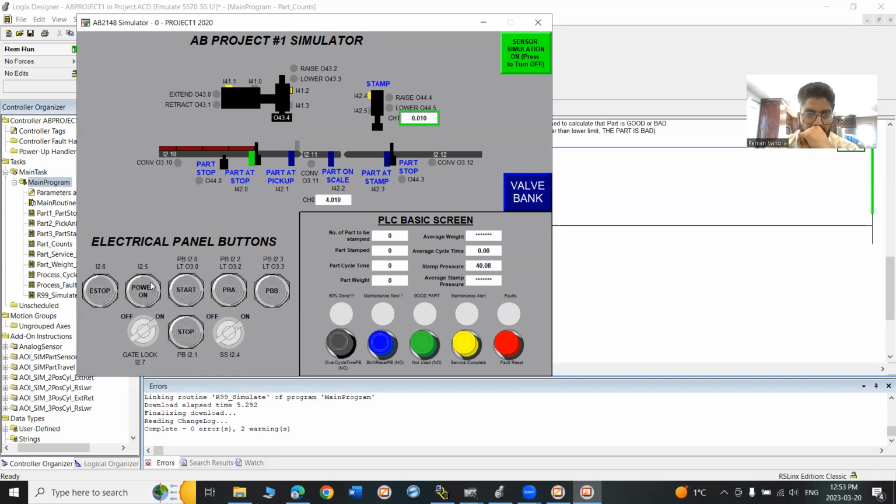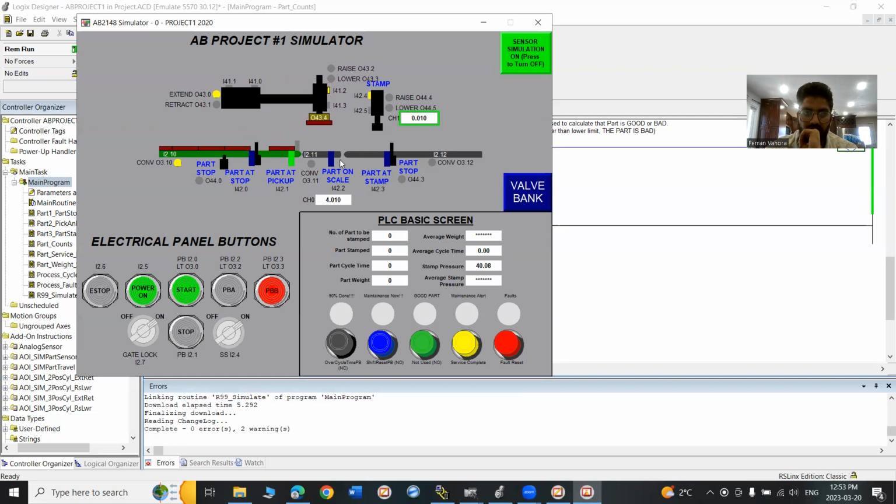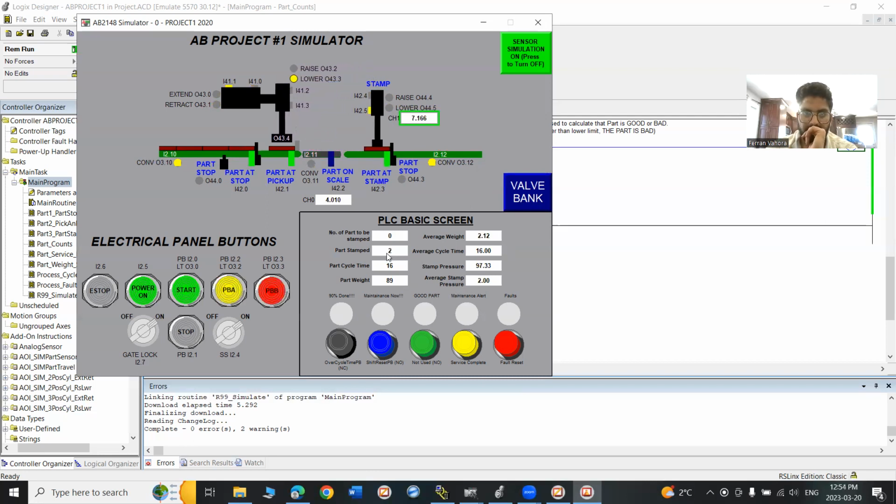So first of all, when we power on and start our project, I have taken different kinds of delays of around 300 milliseconds. When the part is on the scale, the part weight is 100 and it is a good part. Now stamping, the stamping pressure is 96 psi and the part is being released. The total part stamped is 1. As you can see, one part is being stamped. Now it will calculate the second part.